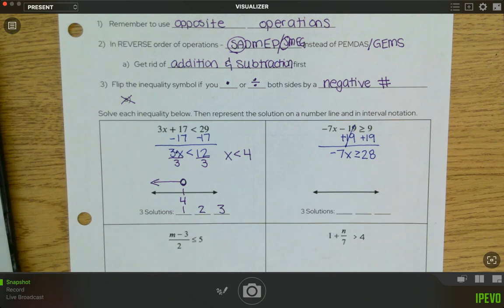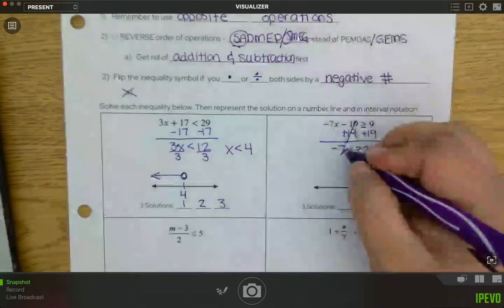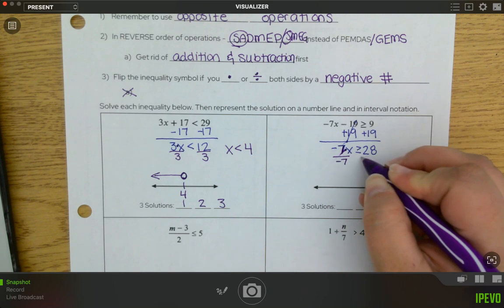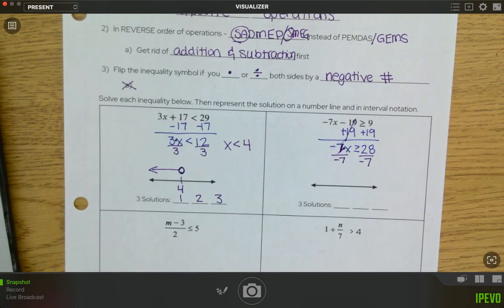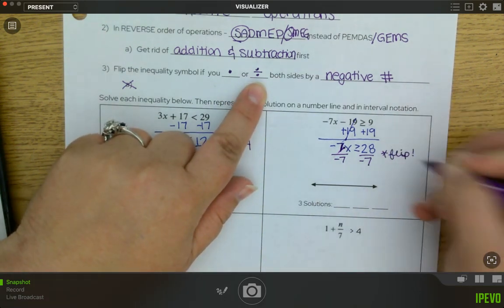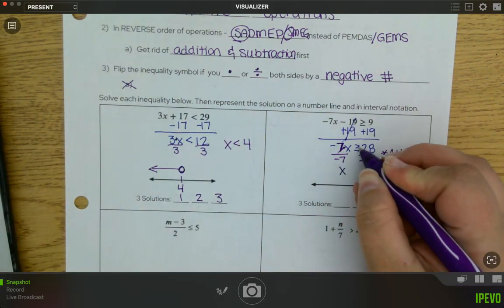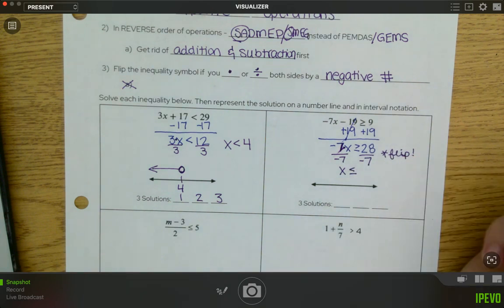Then this is really -7 times x. Be careful with that. Sorry, I smudged it a little bit. You have to divide by -7 to get rid of it. Not add, divide. But wait, I'm dividing by a negative, so that means that I have to flip. So it's going to be x, but now this thing is going to be pointing the other way. It still keeps the little line underneath it though. And 28 divided by -7 is -4.